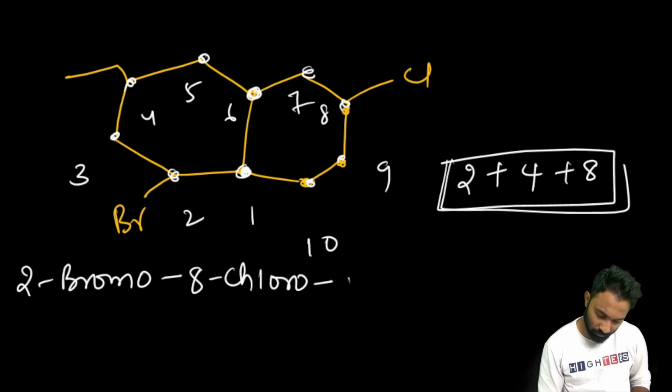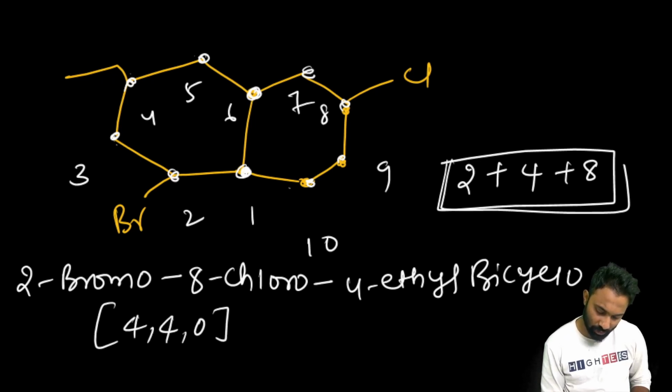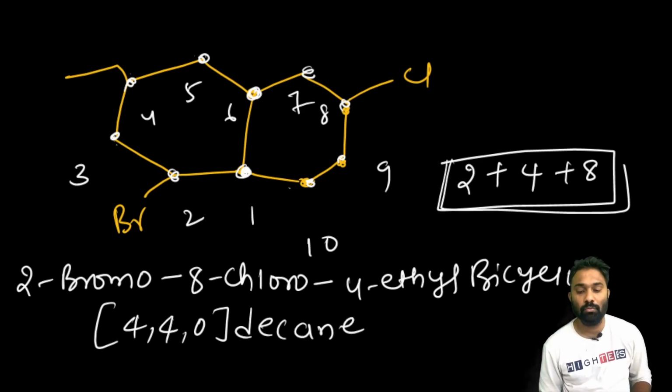next 4 ethyl, bicyclo. Now how many carbons are we having? 1, 2, 3, 4. Here also 1, 2, 3, 4. So 4 comma 0. How many carbons are we having? 10, right? So this is decane. 2 bromo, 8 chloro, 4 ethyl, bicyclo, 4 comma 0 decane.